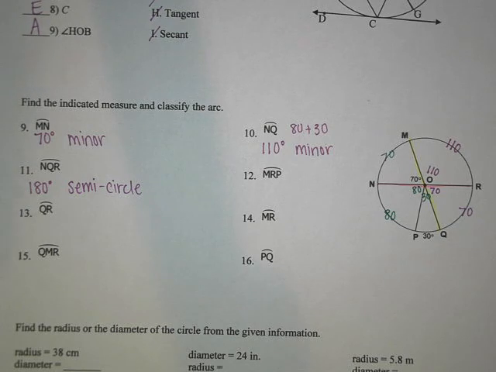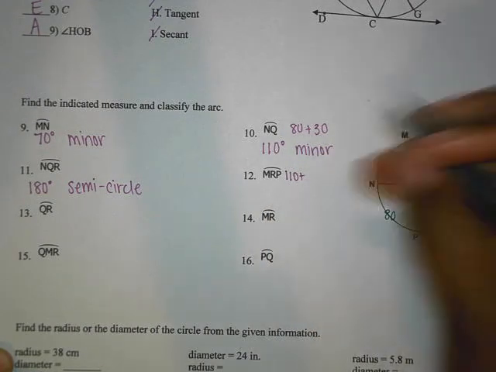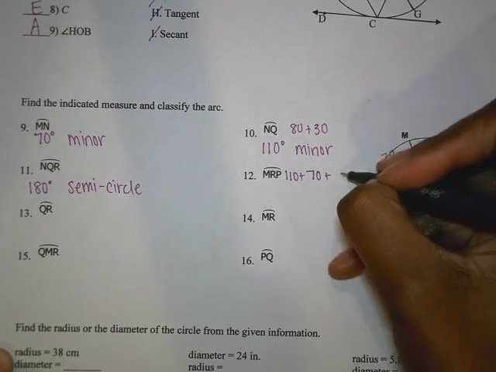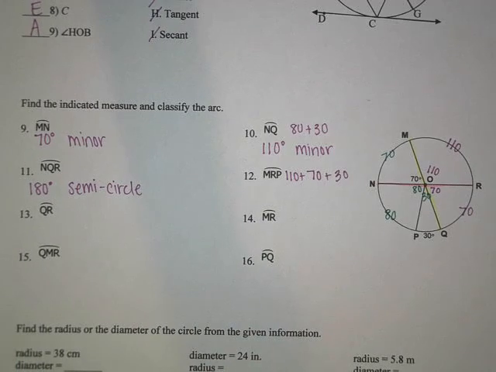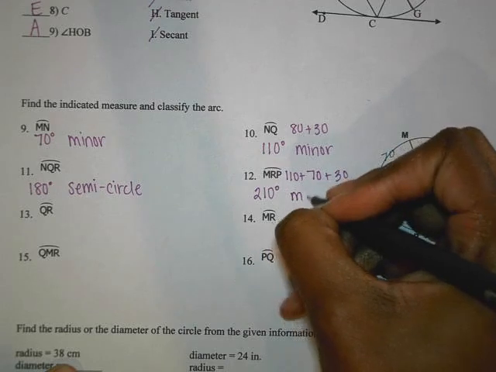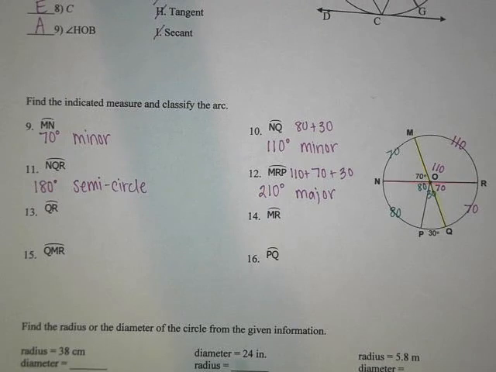Okay. Number 12, MRP. So I'm going from M to R to P. So from M to R is 110 plus R to Q is 70 plus Q to P is 30. Okay, so if I add up all those numbers, I get 210 degrees. It is a major arc. It is more than half the circle, and it is more than 180. So that is a major arc.